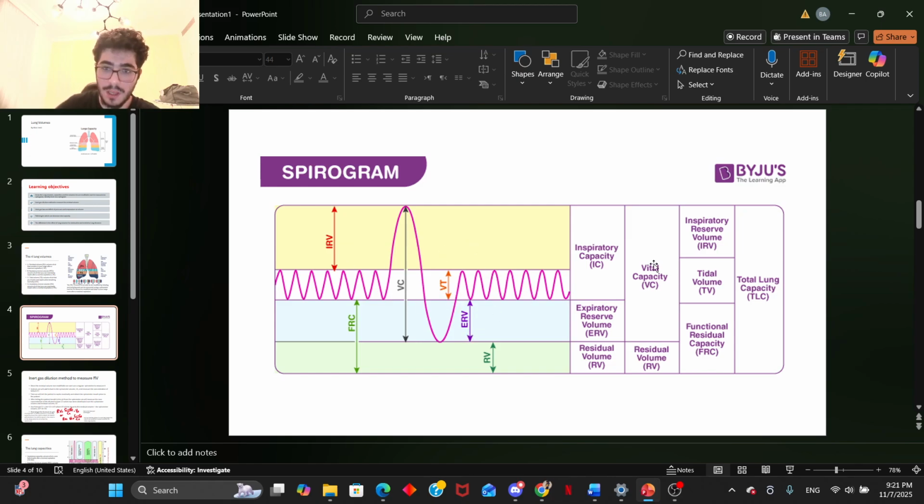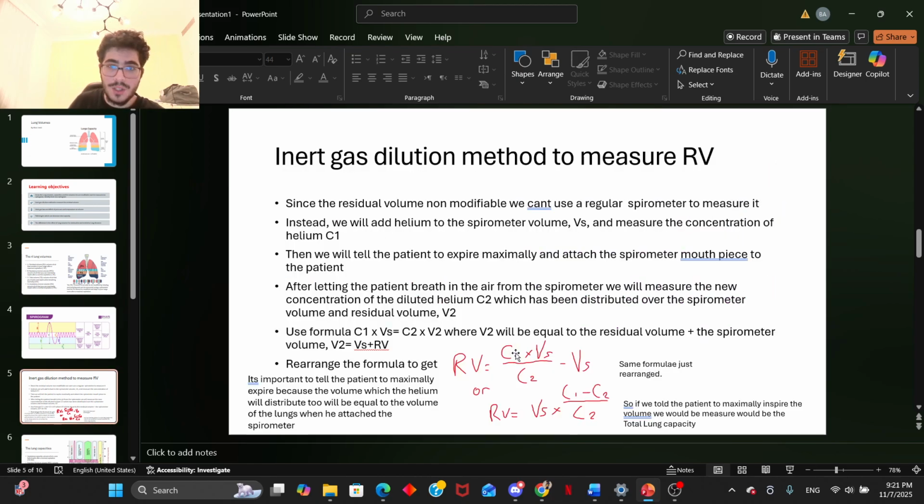And yeah, we're going to talk about the vital capacities later. So I just wanted to show you this. This is a spirogram, and you're not going to be able to see the residual volume using a spirogram. So now this is how you measure the residual volume. We use a special method called inert gas dilution.